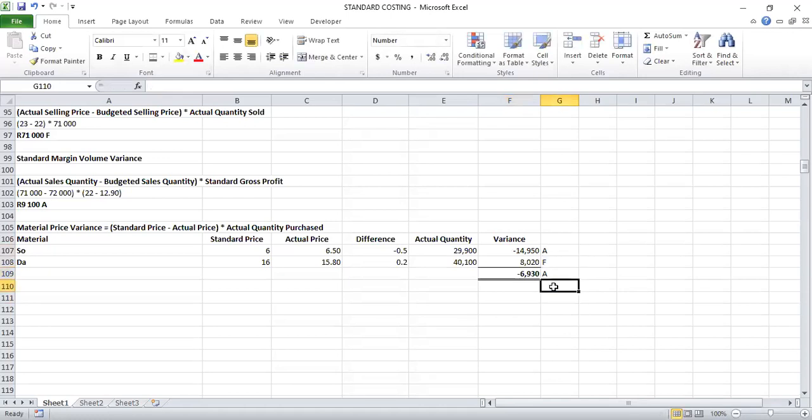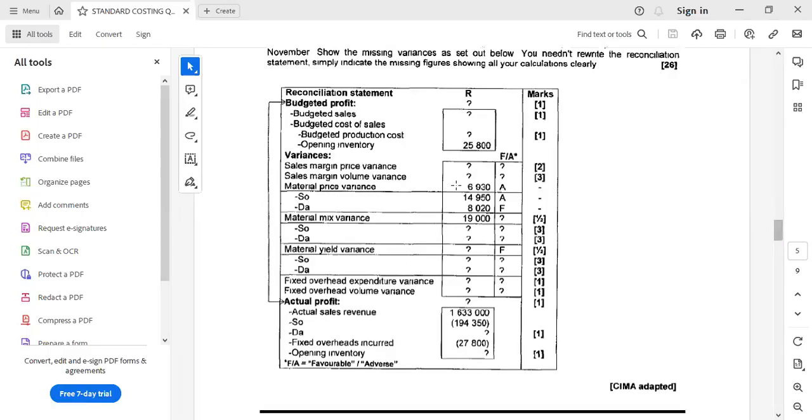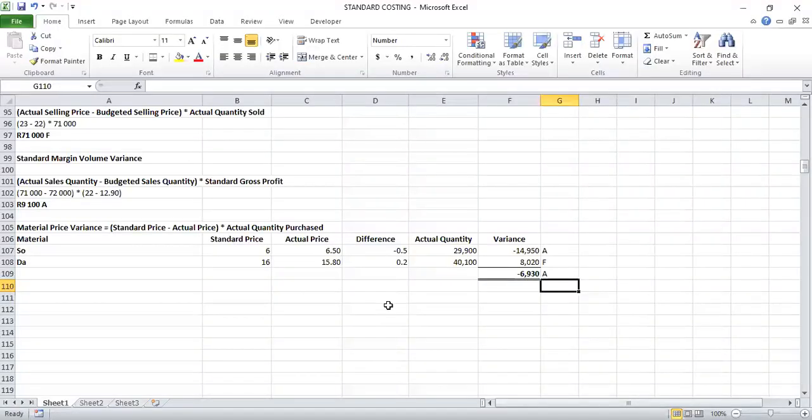So this is how we find our material price variance. That's how these figures here are obtained. So that means at the end of the day, there was a favorable price variance on saw, but it was outweighed on da, sorry, by an adverse variance on saw, which led to an overall price variance being adverse.